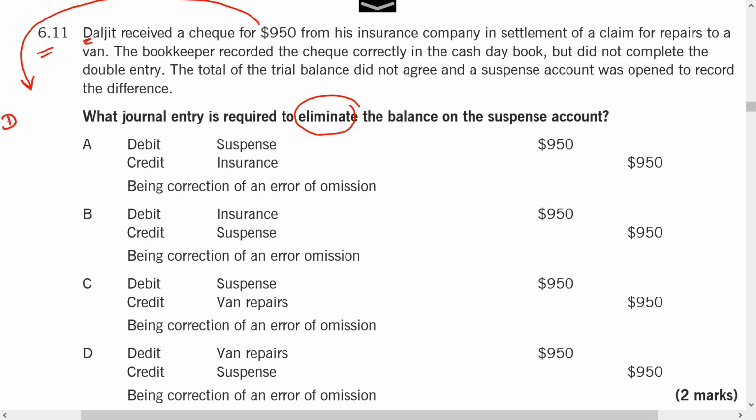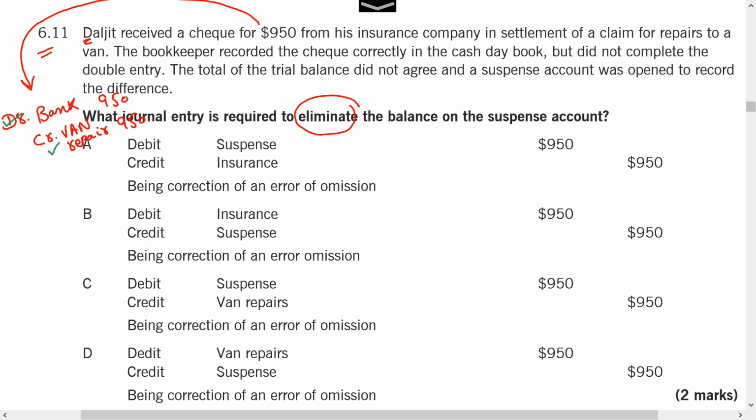He should debit the bank account while he should credit the van repairs account with the amount of 950. The bookkeeper has recorded the check correctly in the cash day book, okay, but did not complete the double entry. So that means the bookkeeper has recorded this debit side, but this credit side has not been updated.